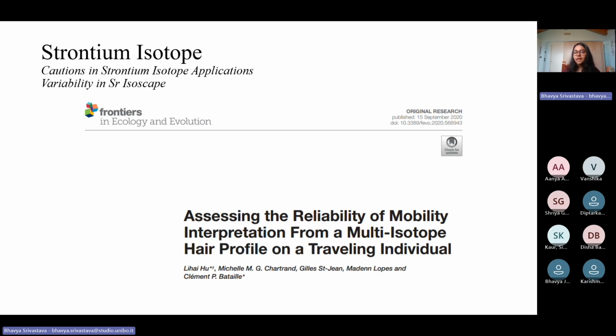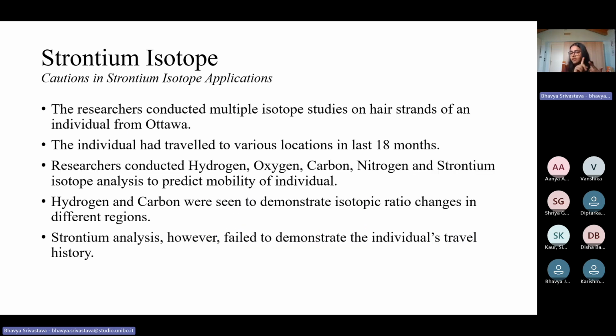So they thought that maybe we can use a number of isotopes. So in this study, they extracted hydrogen, oxygen, carbon, nitrogen, and strontium isotopes to understand movement. And it turns out that only hydrogen and carbon could actually demonstrate the person's venturing into different regions. Strontium analysis in this case failed to document the person's travel history. Why did this happen?